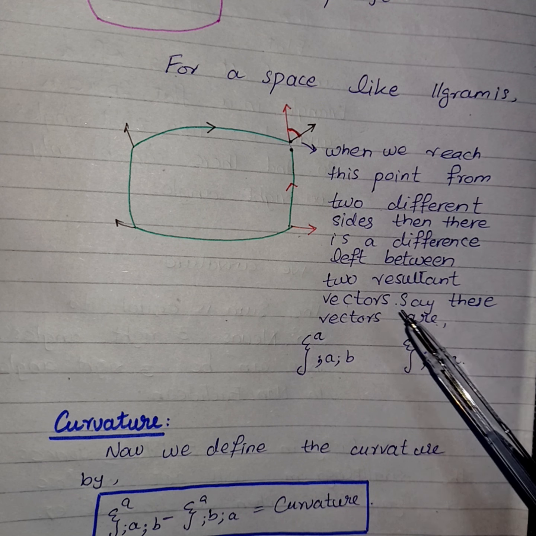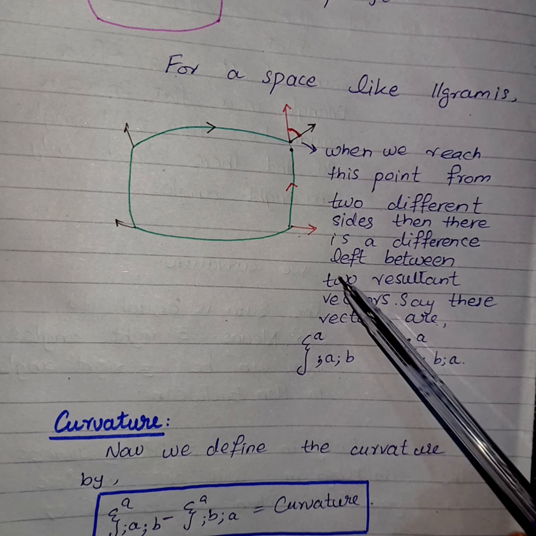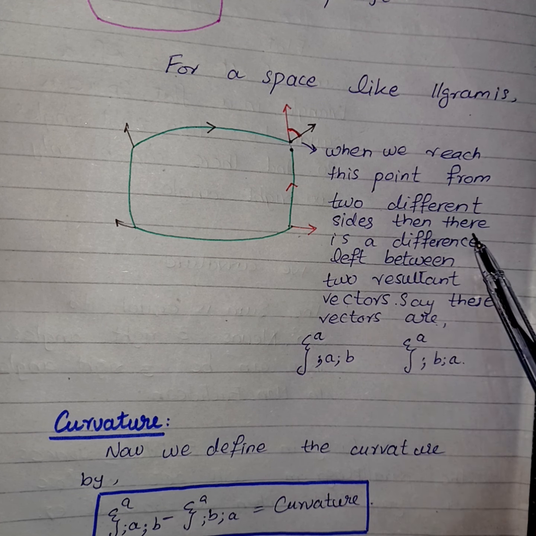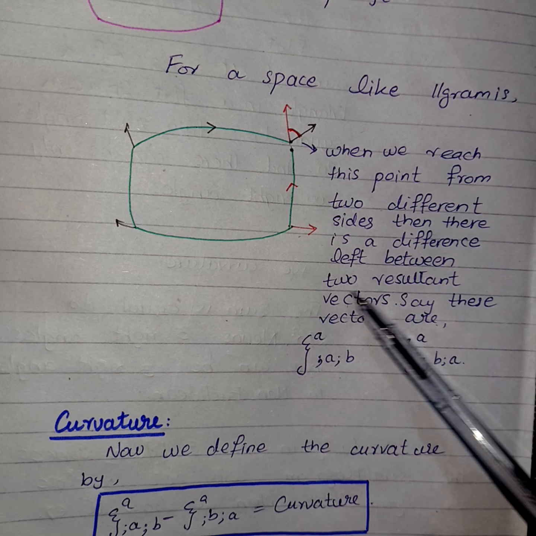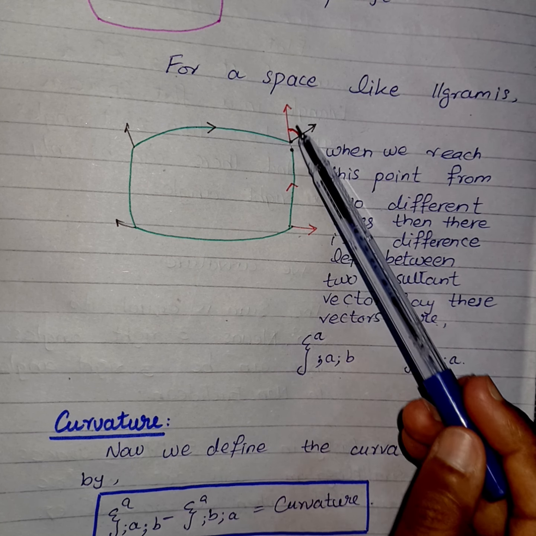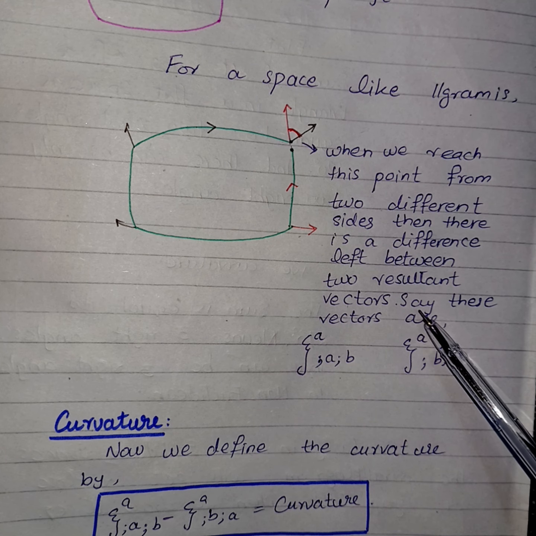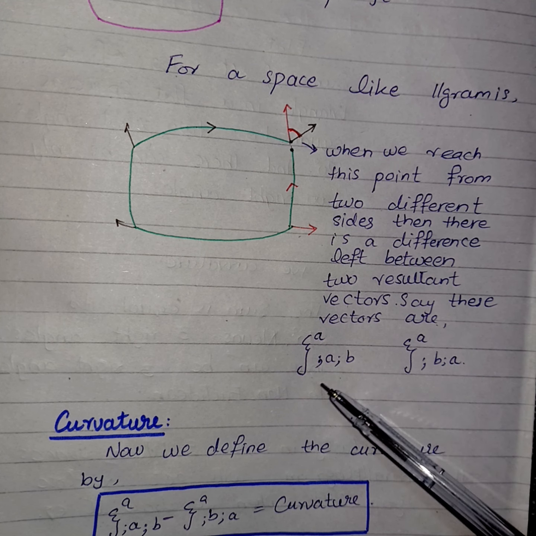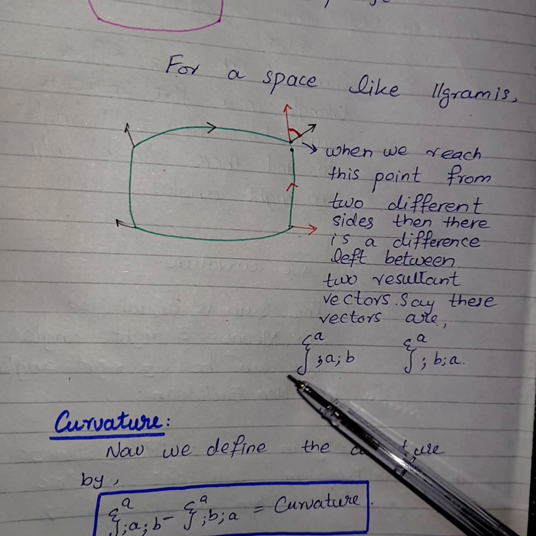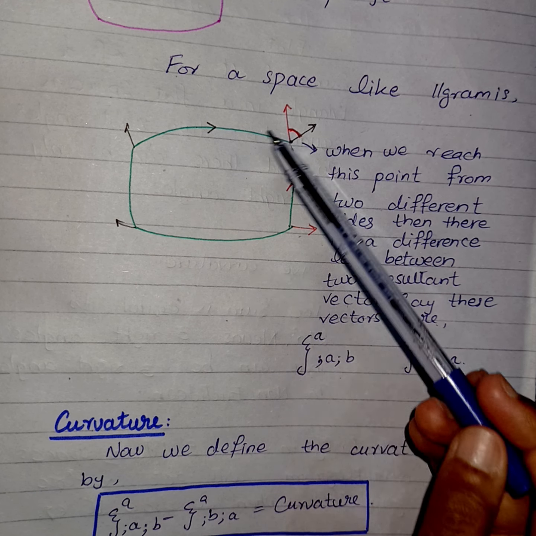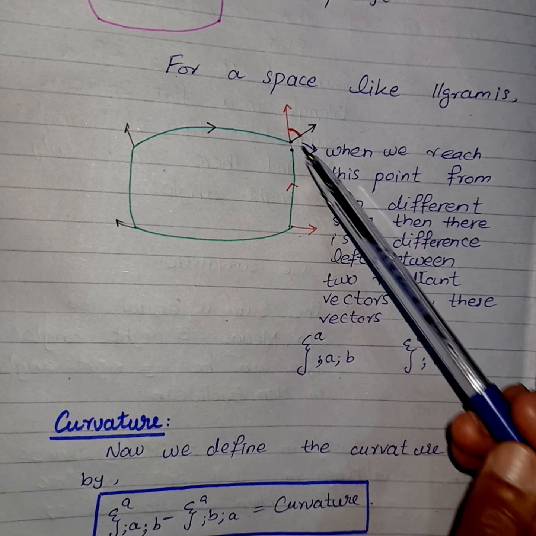Now students, there is a difference left behind between these two resultant vectors, and we are saying that these vectors are these two. Like first of all I approach this way and then after that I approach this direction.